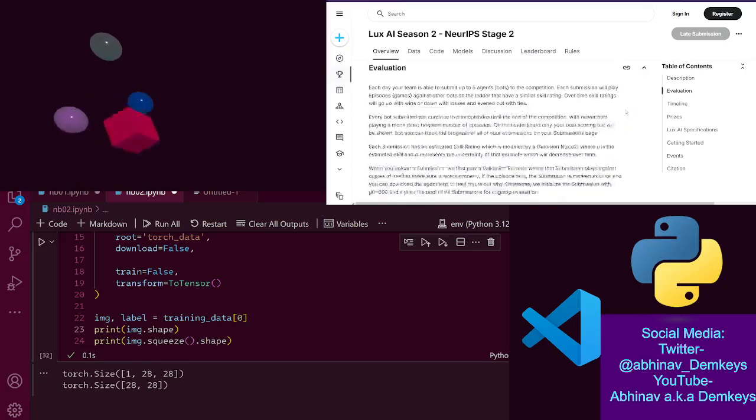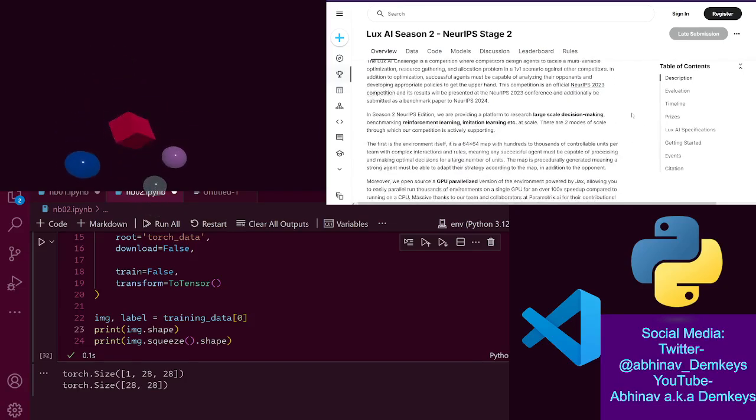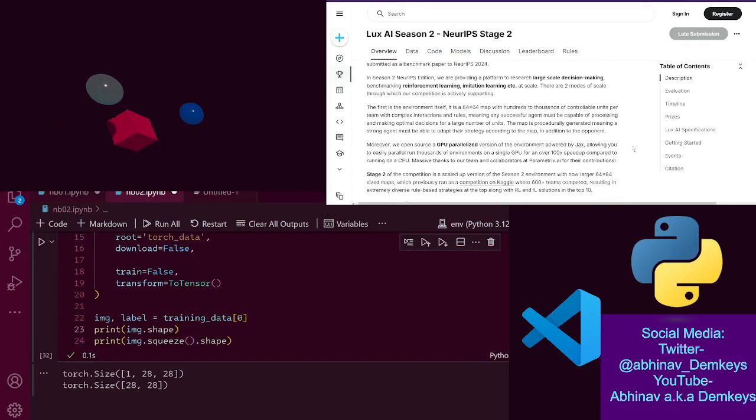Oh, is this what they meant by, man, chill out with the zoom. No, not the zoom. The what is it? The scroll. Chill out with the scroll. Okay.